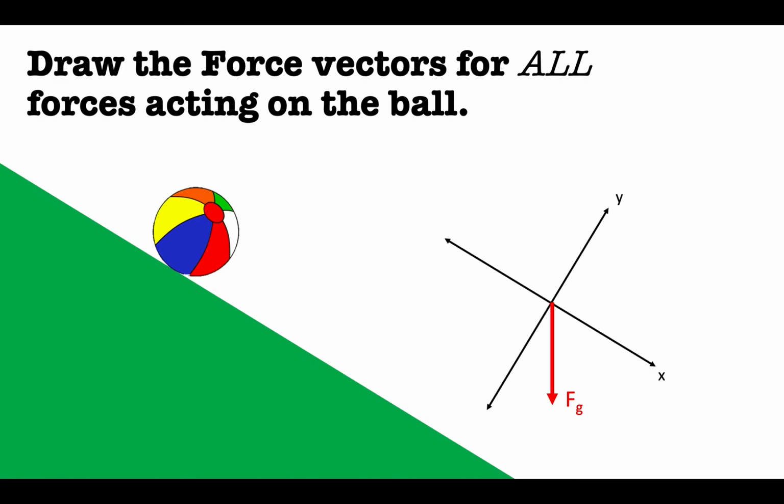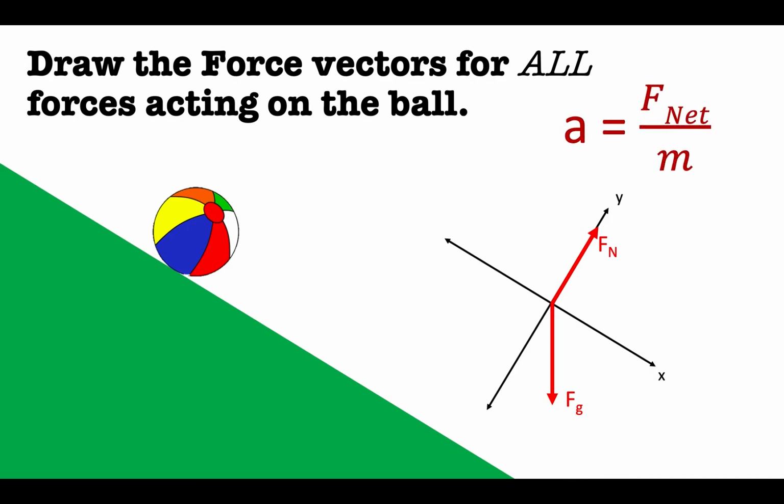It's always straight towards the center of the Earth, even if the surface is tilted. There's still going to be a normal force, and it's still going to be perpendicular to the surface, so it's going to be right on the y-axis. And now you can see that the forces are unbalanced. They go to the right, and that's the unbalanced net force that causes the ball to accelerate.